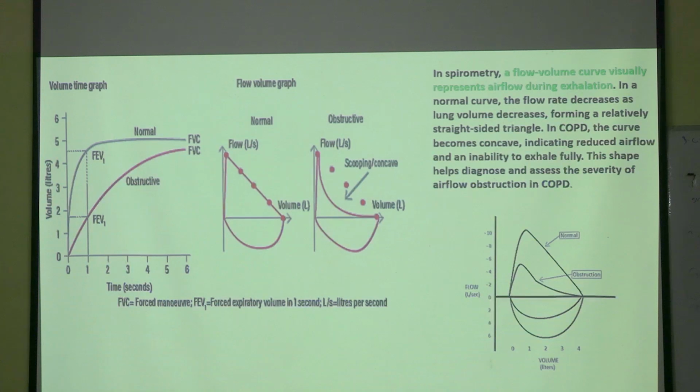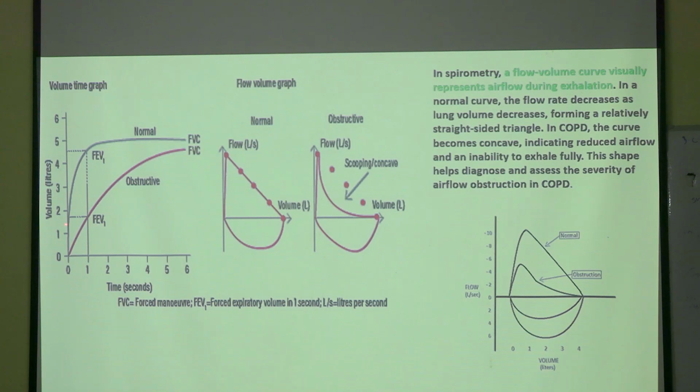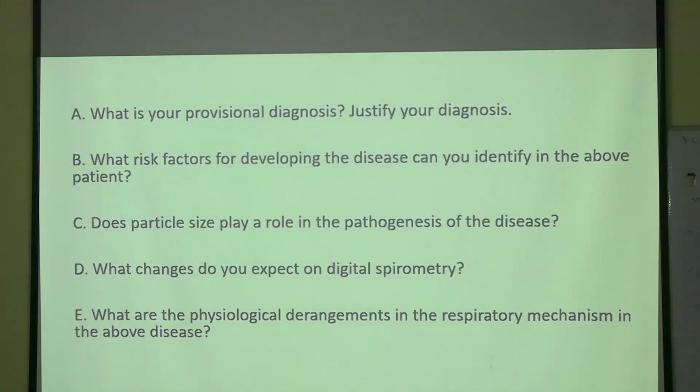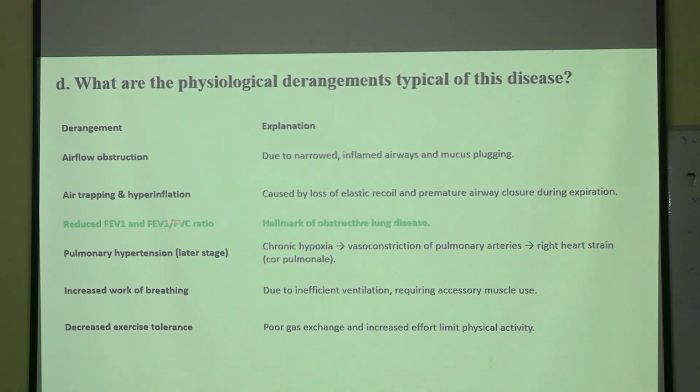So this is what I mentioned here. There's a reduced FEV1, so this is the reduced FEV1, and at the same time, if you compare the ratio of FEV1 to FVC, it is also reduced. When we compare our ratio with the predicted ratio, it is reduced. So this is again another important hallmark of obstructive lung disease. Now, other than this, some other conditions are also mentioned in the case that can be used for the proper explanation of this particular obstructive lung disease.